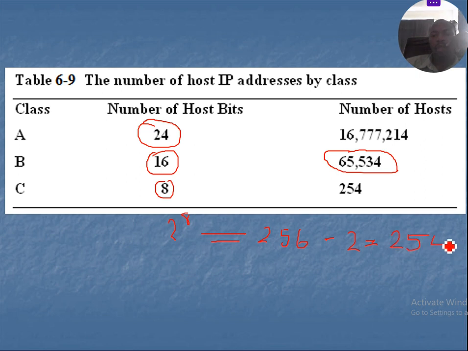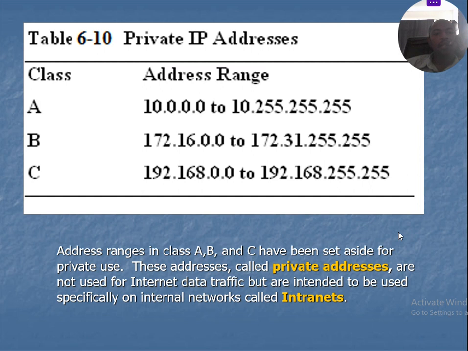You can host 254 IP addresses. Is that okay? Okay, so that's that for this one. Let's move on quickly. Now let's go to another table, 6.10, which is showing us private IP addresses.